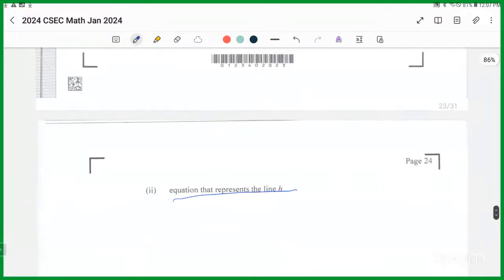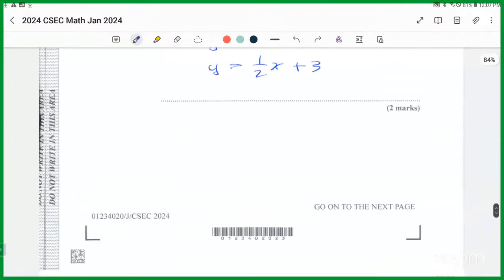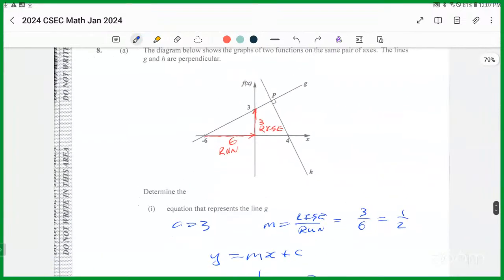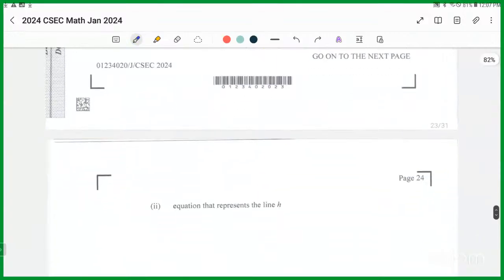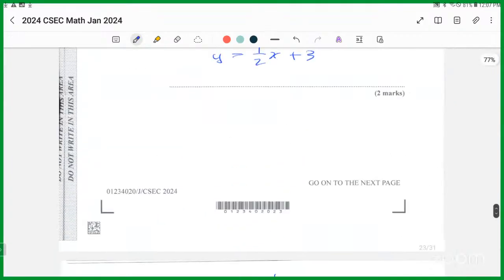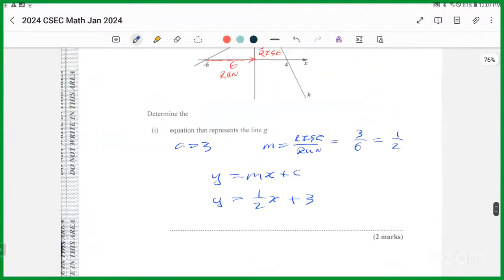Now the equation of line H. Let's look at what we know about line H. We know that it's perpendicular to line G. So let's do the gradient first. The gradient of H is minus 1 over the gradient of G. The gradient of G, we just worked out as a half up the top there. Let's put the G on there. Gradient of G, which is a half.